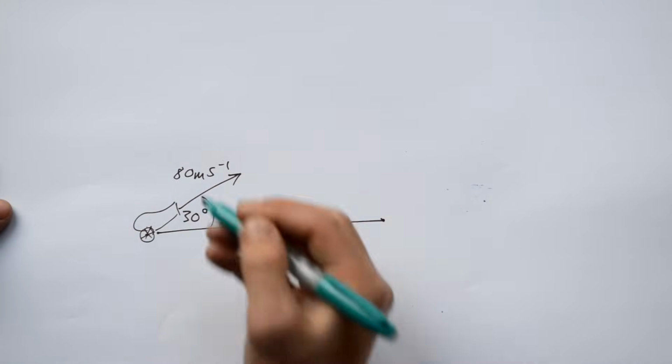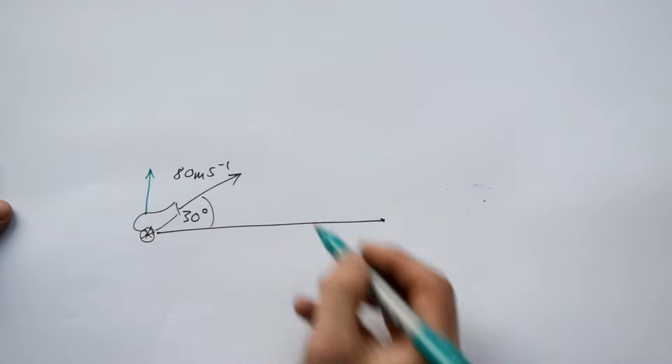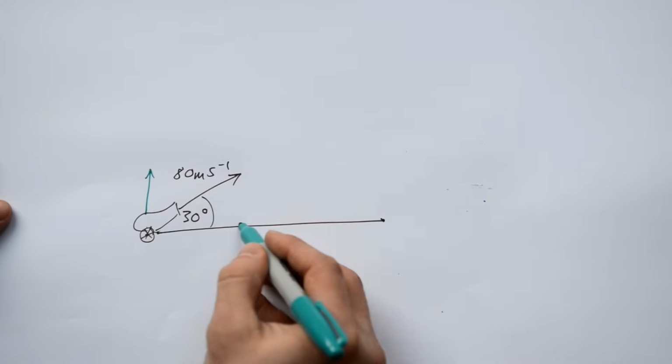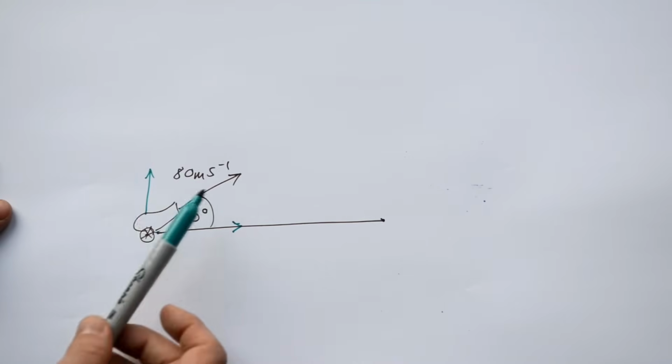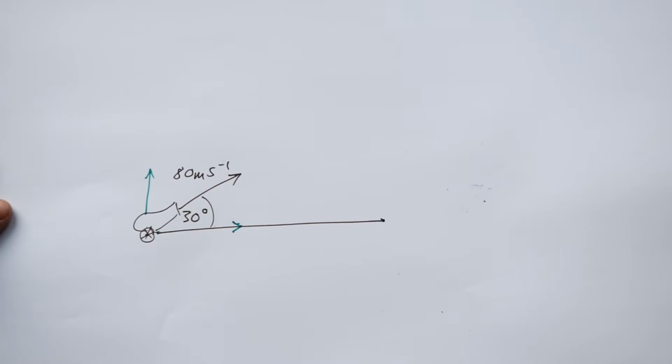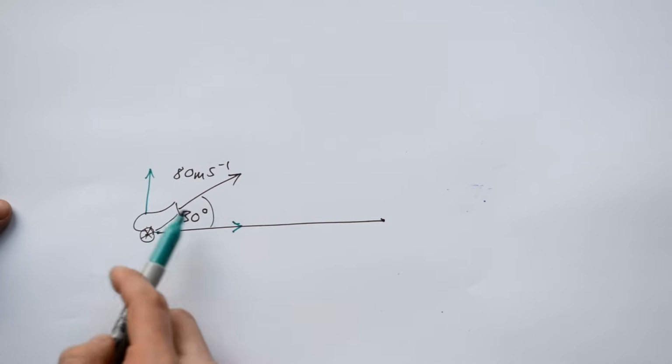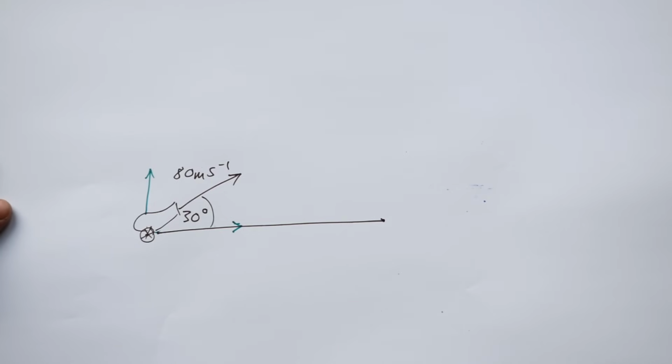Of course, as per usual, we have to split this into horizontal and vertical components in order for us to do anything useful with it. Obviously, we're not going to have components that are bigger than 80 meters per second. They're always going to be smaller. So we're going to have to times by cos of 30 or sine of 30. But which way round is it?